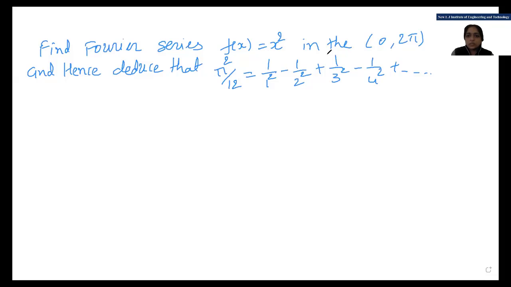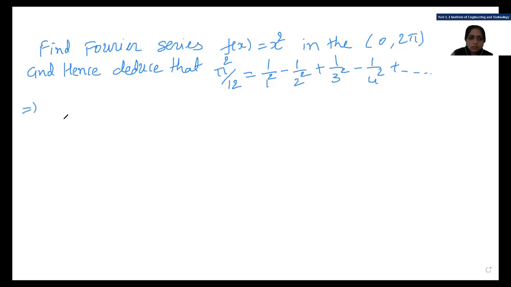Your function is continuous in the interval 0 to 2 pi and you have to deduce this equation through your Fourier series for this function. So before starting the solution of this Fourier series, I just want to recall the formula of the Fourier series.